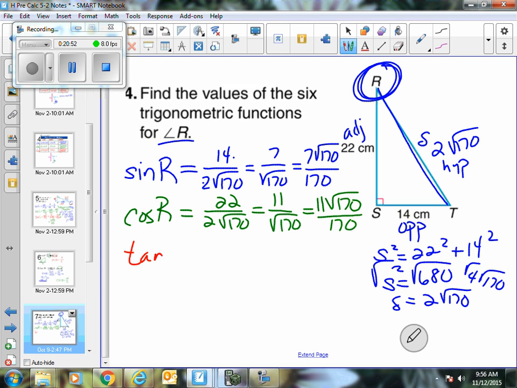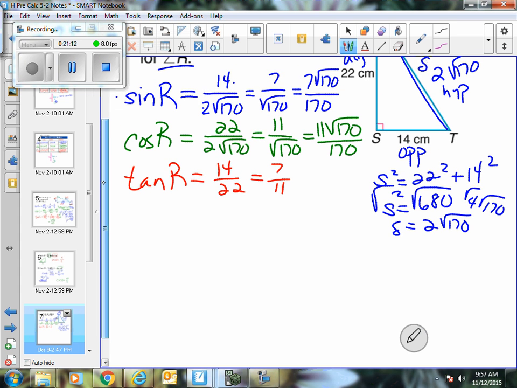Okay, next one, tangent of angle R. Opposite over adjacent, and that can be reduced. So that would be 7/11. Once you have these, honestly, doing the reciprocals is not that big of a deal. You just have to remember what name goes with which one. So what's the reciprocal of sine called? Well, that one's cosecant. It's abbreviated CSC, so cosecant of R.